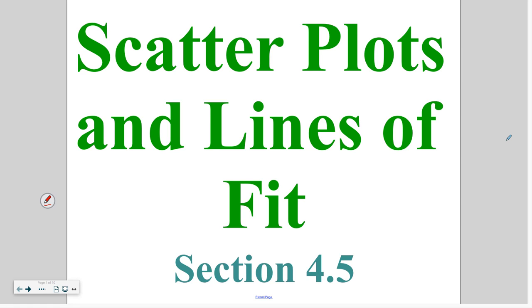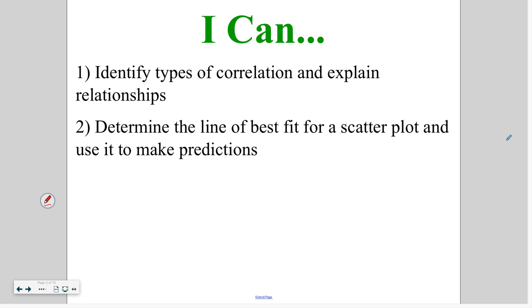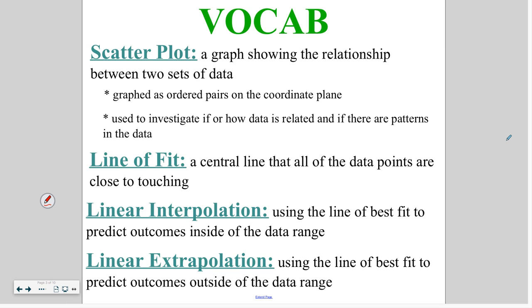Hello class, today we're going to talk about section 4.5, which covers scatter plots and lines of fit. By the end of today's lesson, you'll be able to identify the different types of correlation and explain those relationships, and then determine the line of best fit for a particular scatter plot and use that line to make predictions.